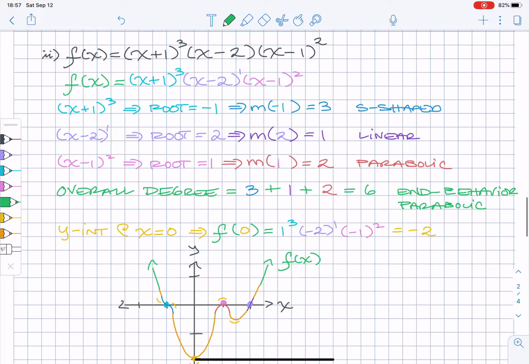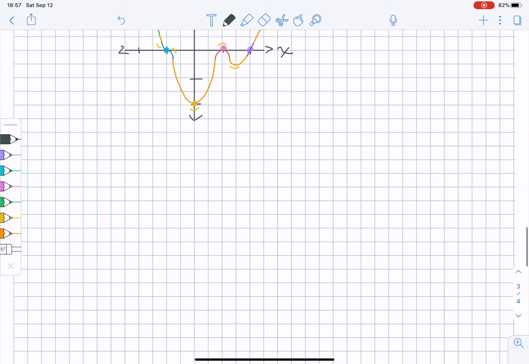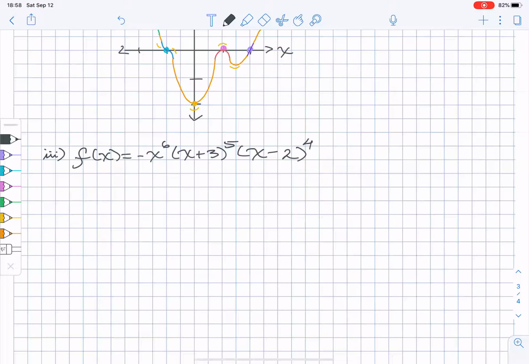Okay, let's do another one. Number 3. Let's say we have that f of x is equal to negative x to the 6th, x plus 3 to the 5th, and x minus 2 to the, let's do second. No, I've already got that, so let's see, what do I want? Let's do 4. What the heck? Okay.